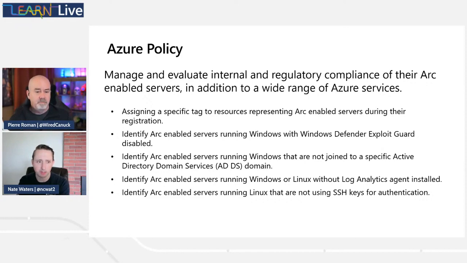Right. I think some common policies we see are that you can identify Arc-enabled servers running Windows that are not joined to a specific Active Directory domain services domain. Yep. That will really quickly help you reveal which ones need to be connected properly to AD. Or you can identify servers without the Log Analytics agent installed, so you can make sure that you can properly query all of those servers. So lots of possibilities. Any policy that's running in Azure can be run on an Arc-enabled server as well.